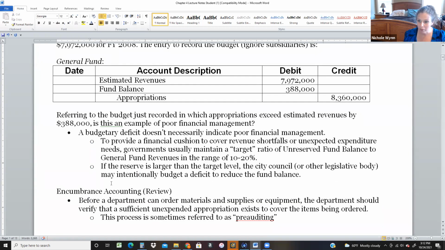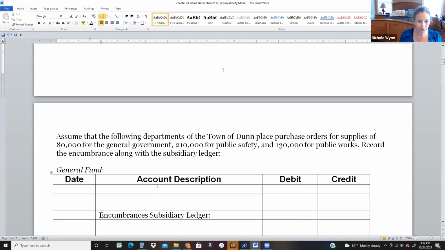So remember that what we're going to do is we're going to use encumbrance accounting, meaning that we record the budget with our estimated revenues and our appropriations. And then when we want to spend, we have to encumber. And then once we spend the money, then you reverse the encumbrance and you do the actual expenditure.